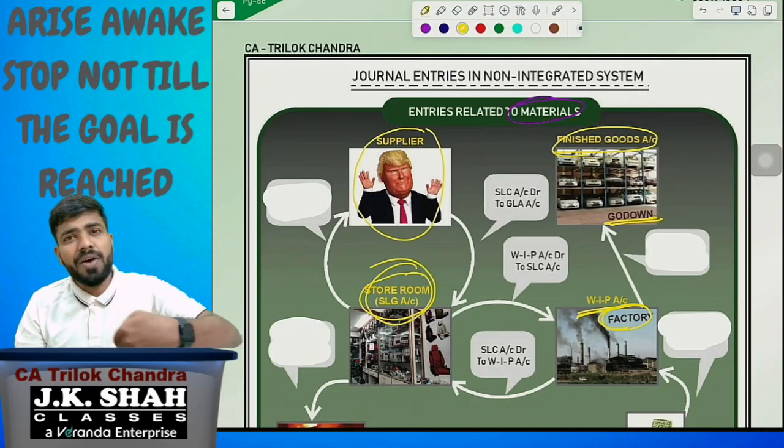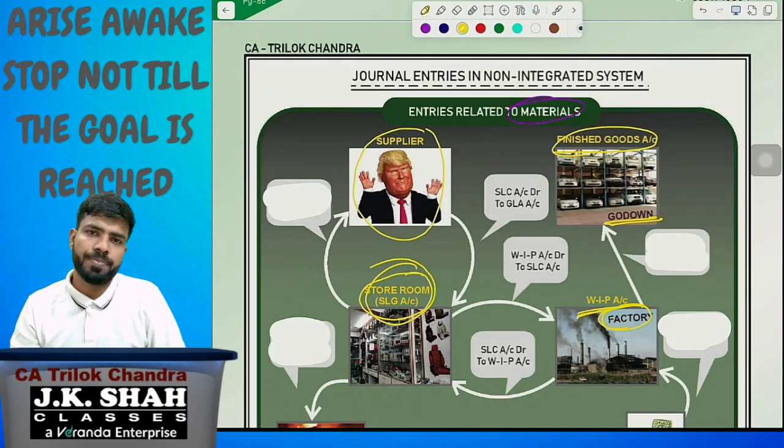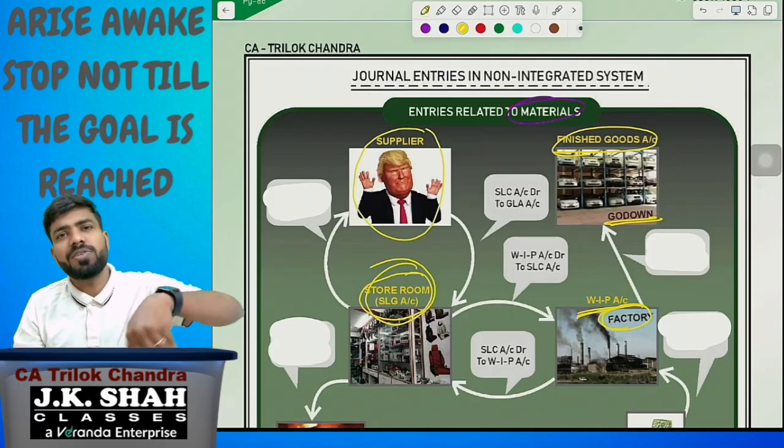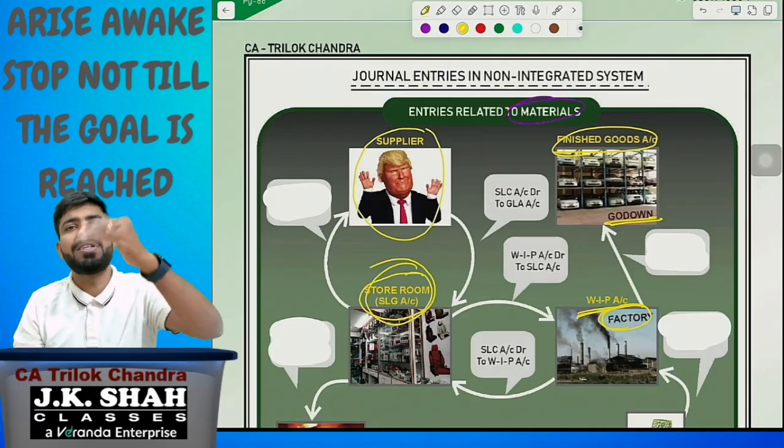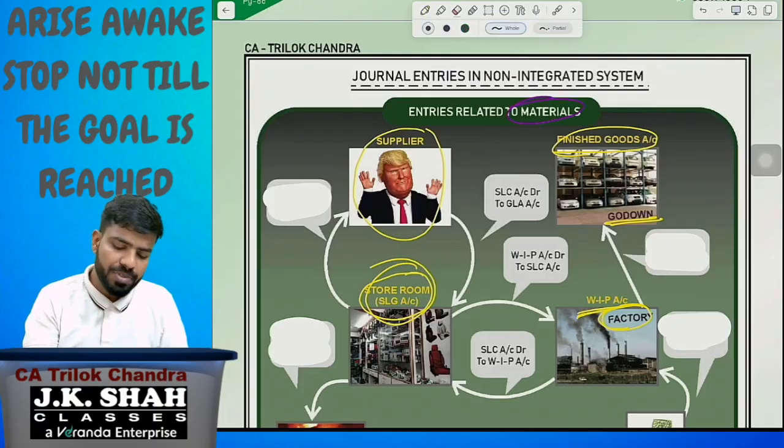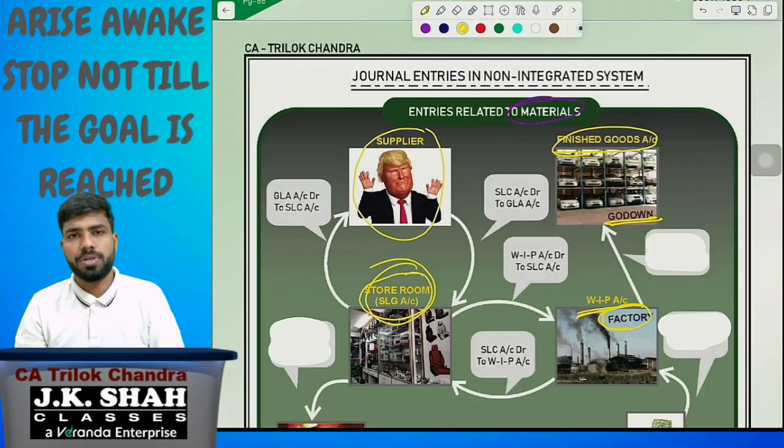Fourth one, return of raw material to the supplier. When you are returning raw material to the supplier, what is the entry that we can pass? GLA account debit to SLC account. These are the four entries that initially we passed.